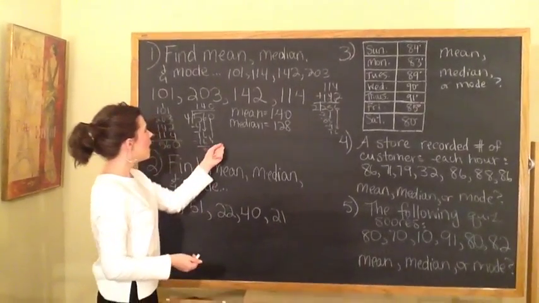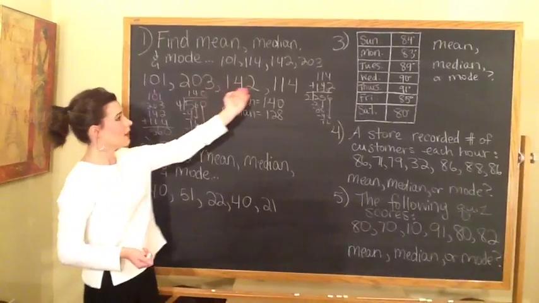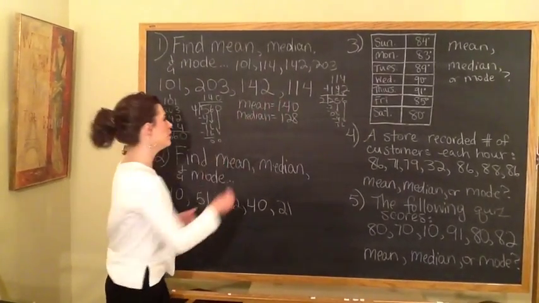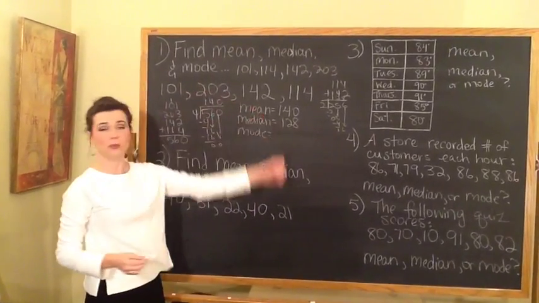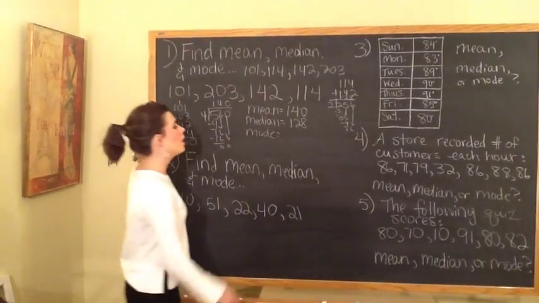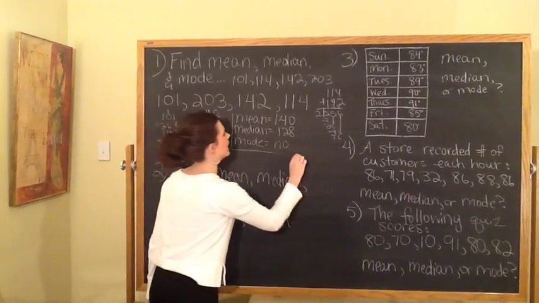Now we're going to go ahead and find the mode. So I'm going to look up here at our set of data and see which number appears the most times. And here there are no repeating numbers, so our mode is that there is no mode. So here is our answer.